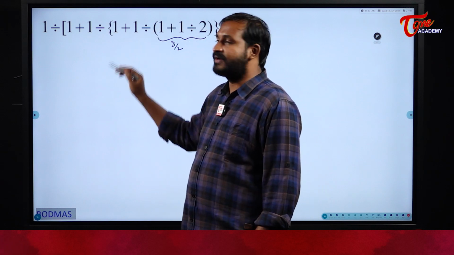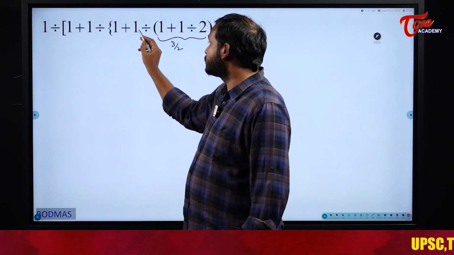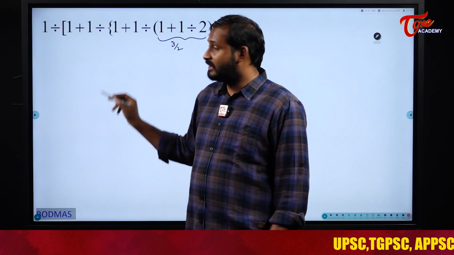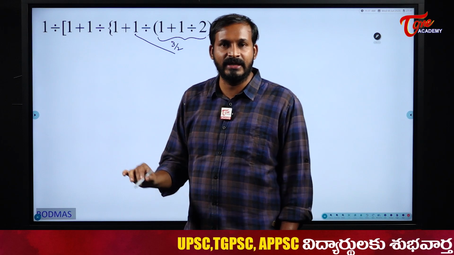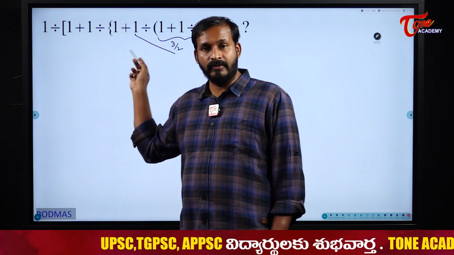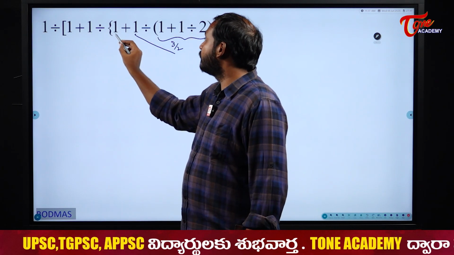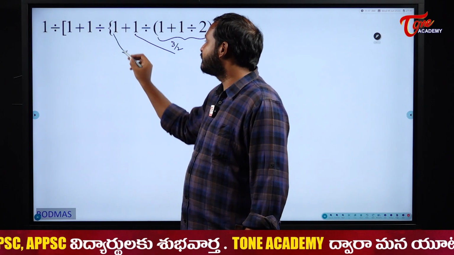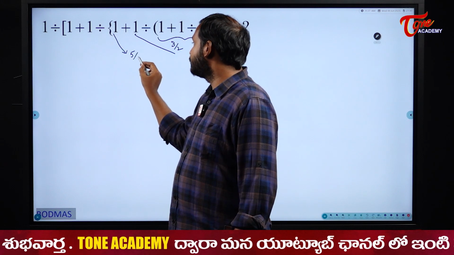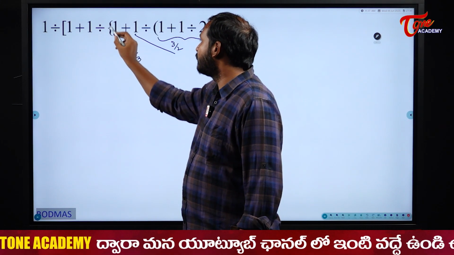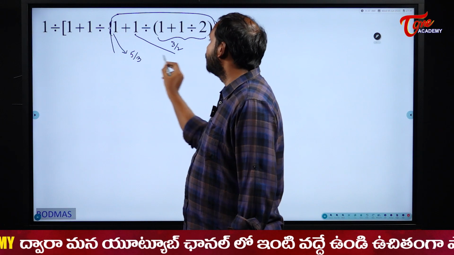Now I will come to this curly braces. In this curly brace also first I should do this division, 1 divided by 3 by 2. 1 by 3 by 2 will become what? 2 by 3. 1 plus 2 by 3. Now 1 plus 2 by 3 will become what? Tell me. In this curly bracket overall 1 plus 2 by 3 becomes 5 by 3. Overall this curly bracket is now becoming 5 by 3.